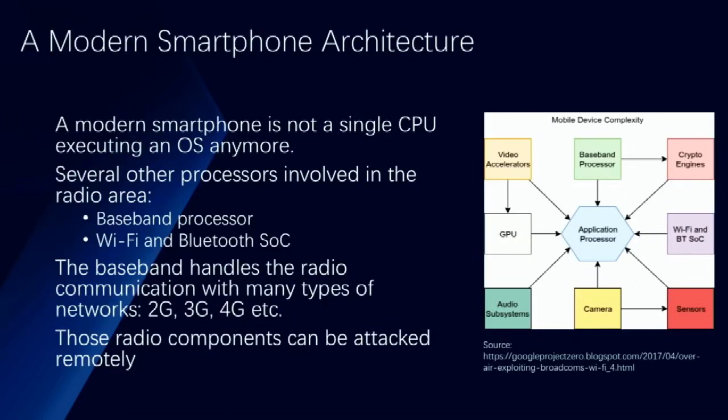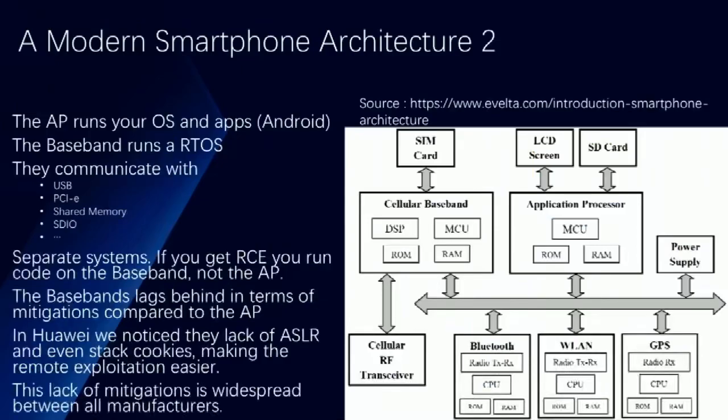And the baseband handles the radio communication with many different types of network, such as 2G, 3G, 4G. So, for example, they could be GSM, UMTS, and LTE. And this kind of radio component can be attacked remotely over the air. So we just told you that you have an application processor and a baseband, and they are two separate CPUs, but they communicate with each other, and usually they do it with a bus, which depending on the implementation could be USB, PCI Express, or shared memory.